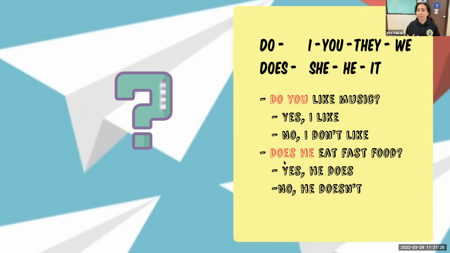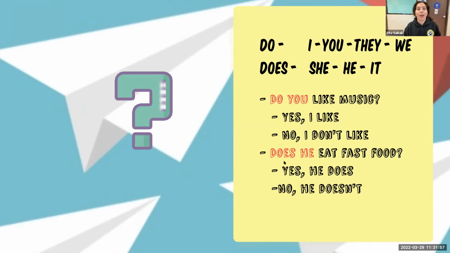And you can remember those by seeing the S. Remember, for third person singular, we always add an S at the end of the verb. Now this one is ES because it's not regular, but there is an S there, so that will help you remember, okay? So do goes with I, you, they, and we. Does goes with she, he, and it.